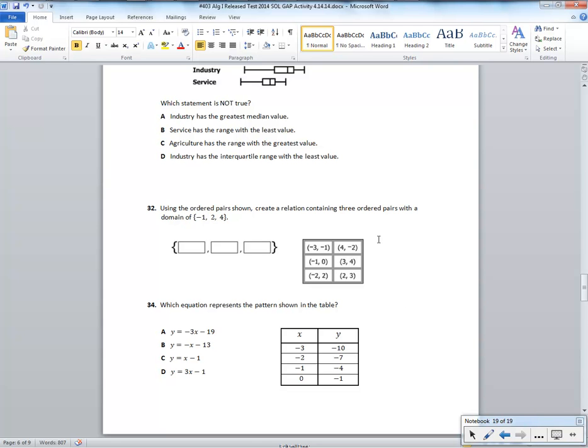What you want to do is give me all the ordered pairs of the domain. Remember, domain is the x value of those 3 values.